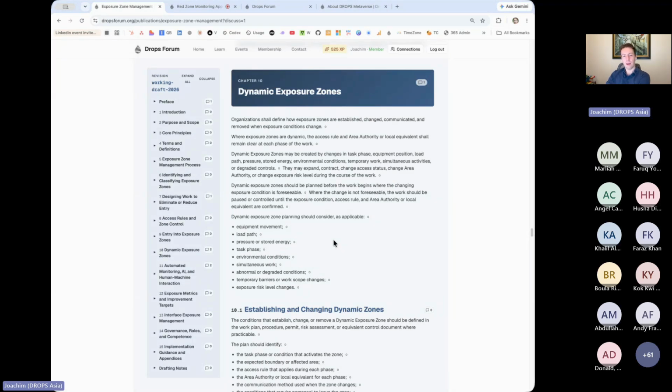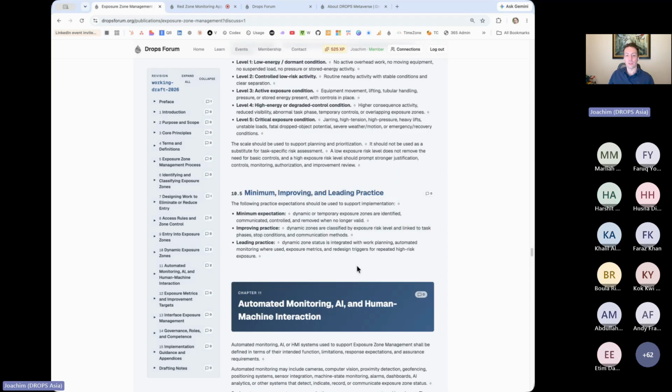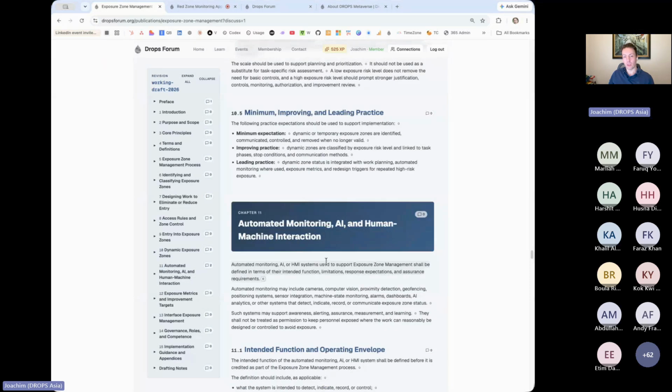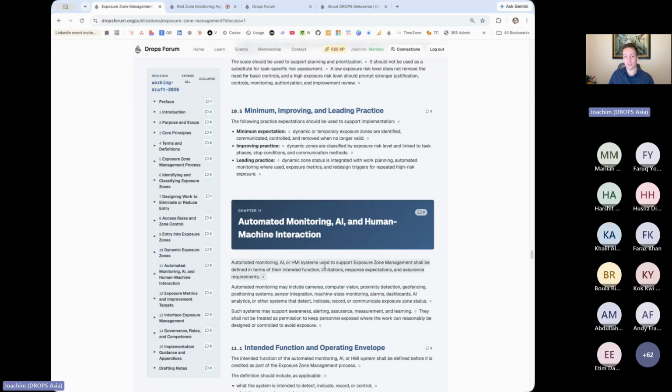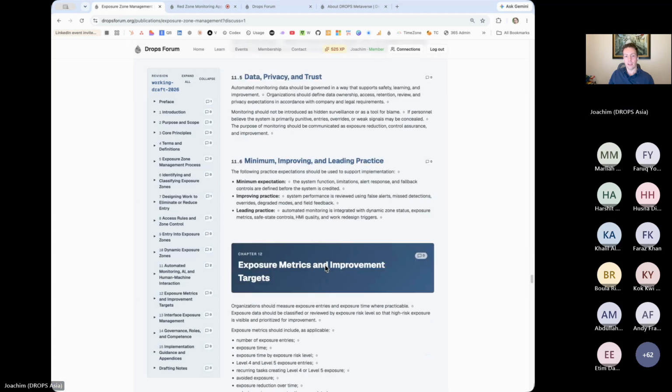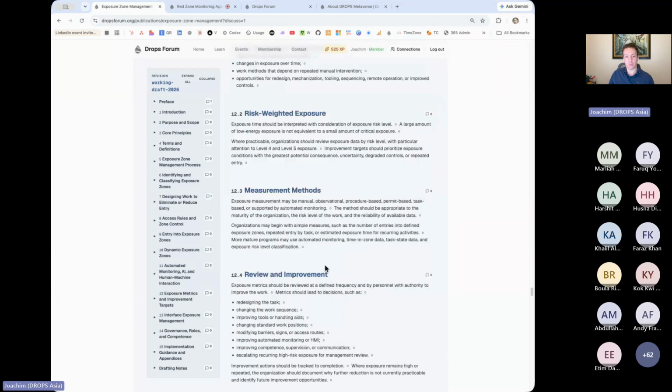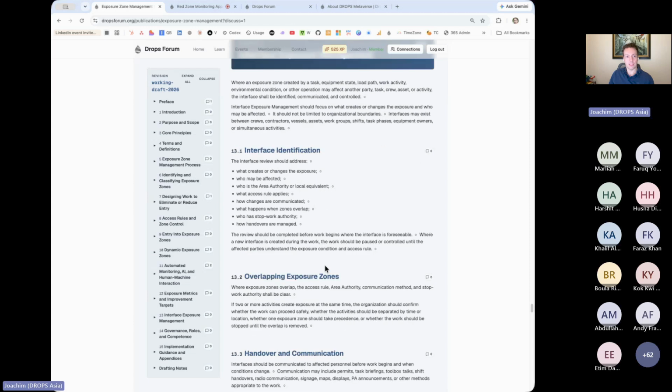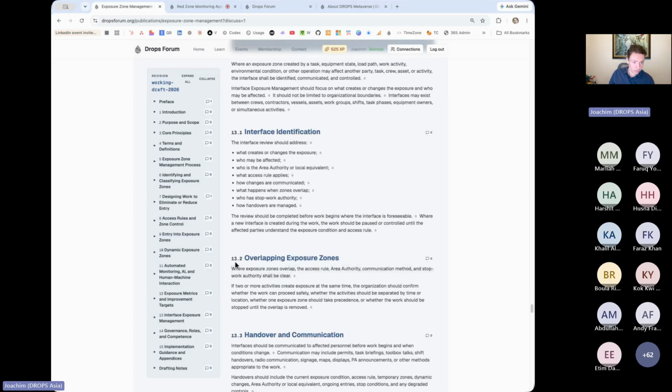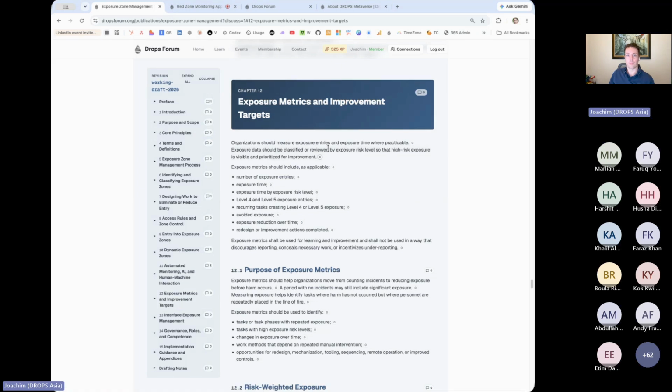So we talk a lot about how things change. The risk in a red zone is not constant; depending on different operations, the risk may be much higher. There's also a chapter on automated monitoring and AI machine interaction. And I think there is one chapter which I'd like to talk about in detail, which is about exposure metrics and improvement targets.